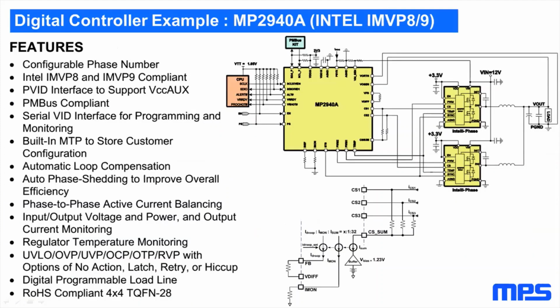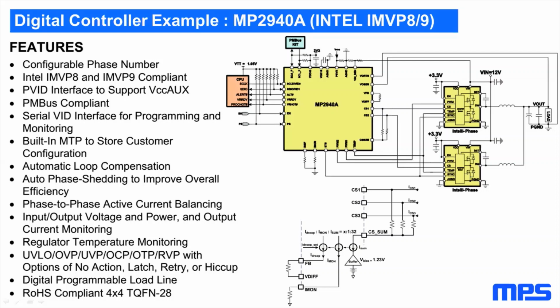Now it's time to show a few products. Let's start with a single rail 3-phase controller, which is Intel IMVP9 compliant. This controller is used in current Intel reference designs for Elkhart Lake and Tiger Lake. The shown feature list is a copy from the MP2940A datasheet. It reflects the features discussed already in the previous slide about digital controller.